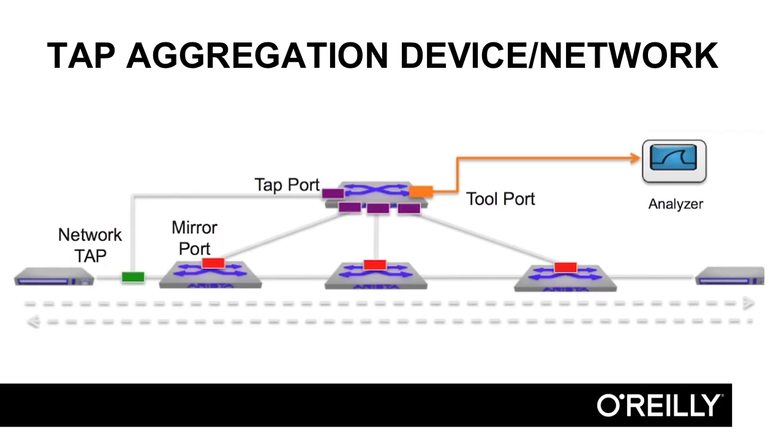Here's a picture to help you visualize the role the tap aggregation device plays in the network. As you can see in this picture, we can have network taps or mirrored ports from our production switches connected to a switch running in tap aggregation mode. The purple boxes indicate tap ports, and the orange indicates our tool ports. And as a reminder, our tap ports only ever receive, and our tool ports only ever send.